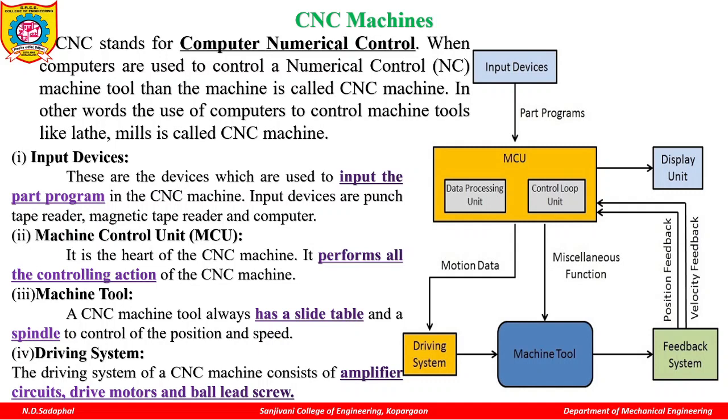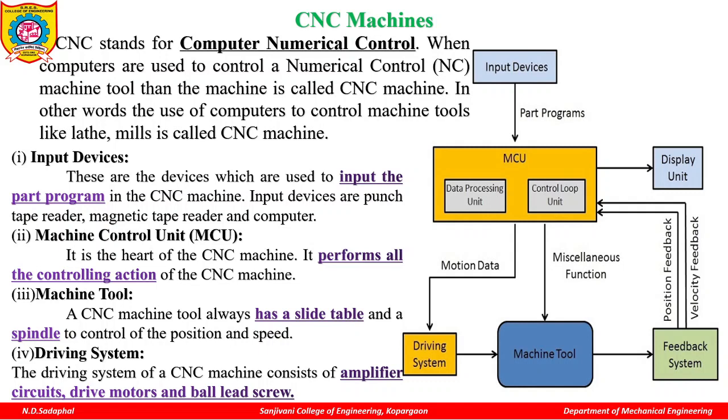So when computers are used to control a numerical control machine, then it is called a computer numerical control machine or CNC machine. What is numerical control? The machine which understands the language of zeros and ones. So your input will be only in the form of 0 or 1. That particular machine is called numerical control. So you can use a computer to control this zeros and ones machine, or numerical control machine. Then it is called a CNC machine.